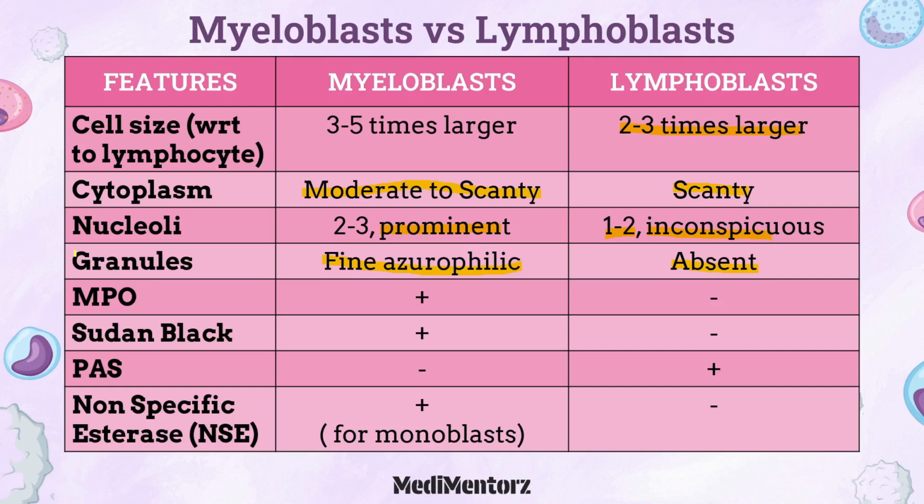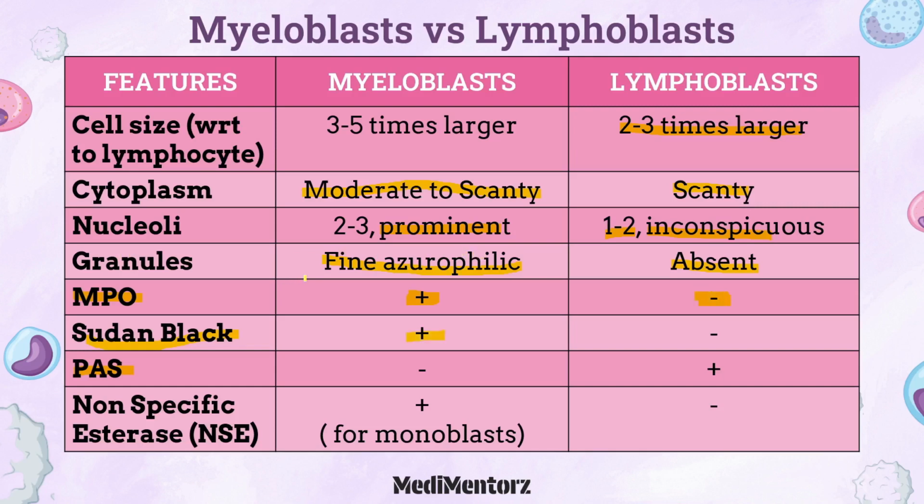Next, with regards to the stain, we have three specific stains. The first one is the MPO or the myeloperoxidase stain. The second one is the Sudan black stain, and the third one is PAS, or otherwise called the periodic acid Schiff stain. So the myeloperoxidase stain is positive in myeloblast. We all know that myeloblast transforms into the granulocytes such as neutrophils, eosinophils, and basophils, and these granules contain a specific enzyme called the myeloperoxidase. So myeloblasts are positive for myeloperoxidase enzyme, whereas lymphoblasts lack granules, hence they are negative for myeloperoxidase enzyme.